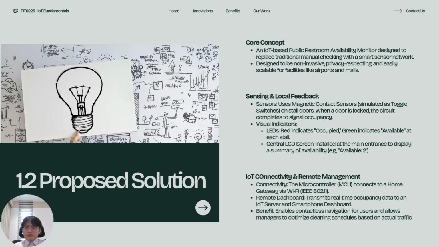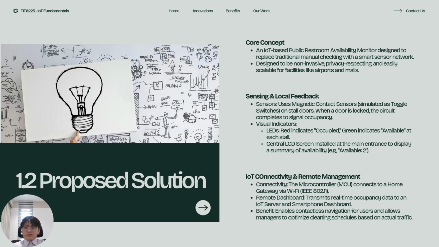Next, let's move on to the proposed solution. Based on the problem we've identified, our proposed solution is an IoT-based public restroom availability monitor. The core objective of this system is to automate the detection and visualization of stall occupancy.